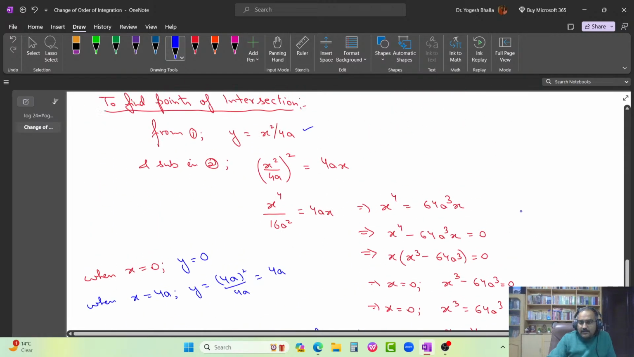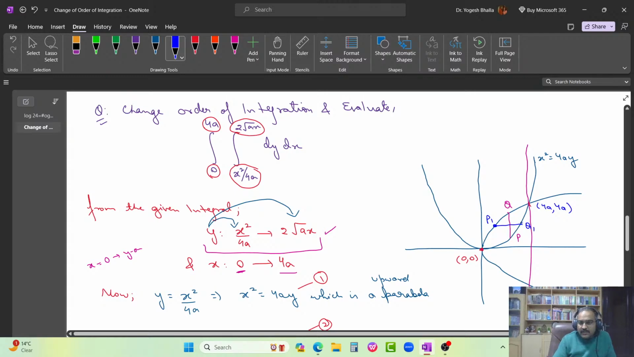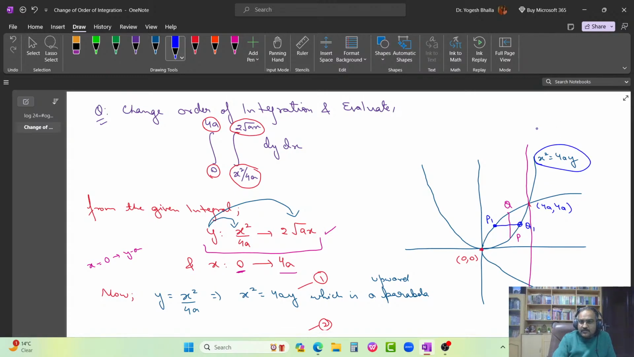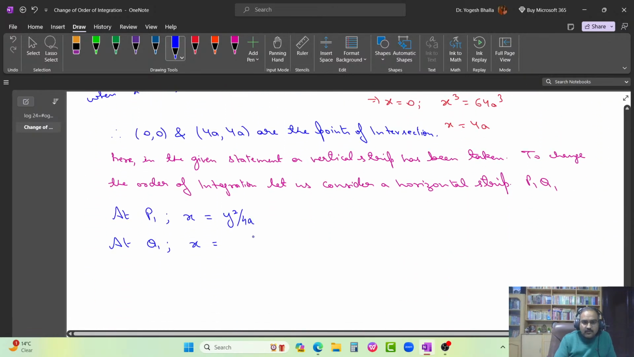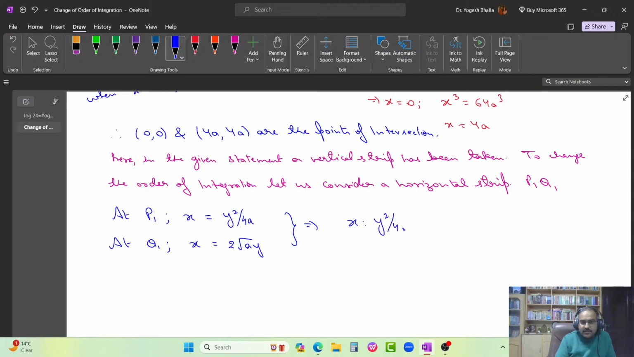And Q1 is lying on the parabola x square is equal to 4ay. So that means x will be 2 times root ay. So from this it is clear that x is varying from y square by 4a to 2 times root of ay. Now what about the limits of y?